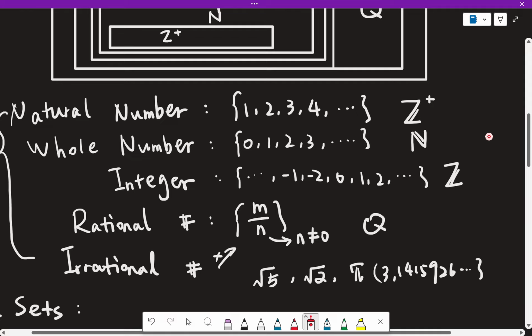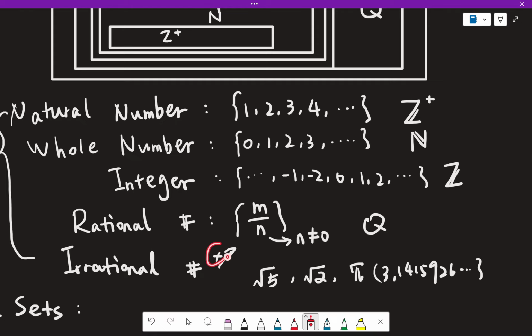Opposite to rational numbers, we have irrational numbers, which are simply any numbers that cannot be denoted as a fraction, such as root 5, root 2, or any decimal that has decimal places repeating infinitely, like pi, 3.1415926.